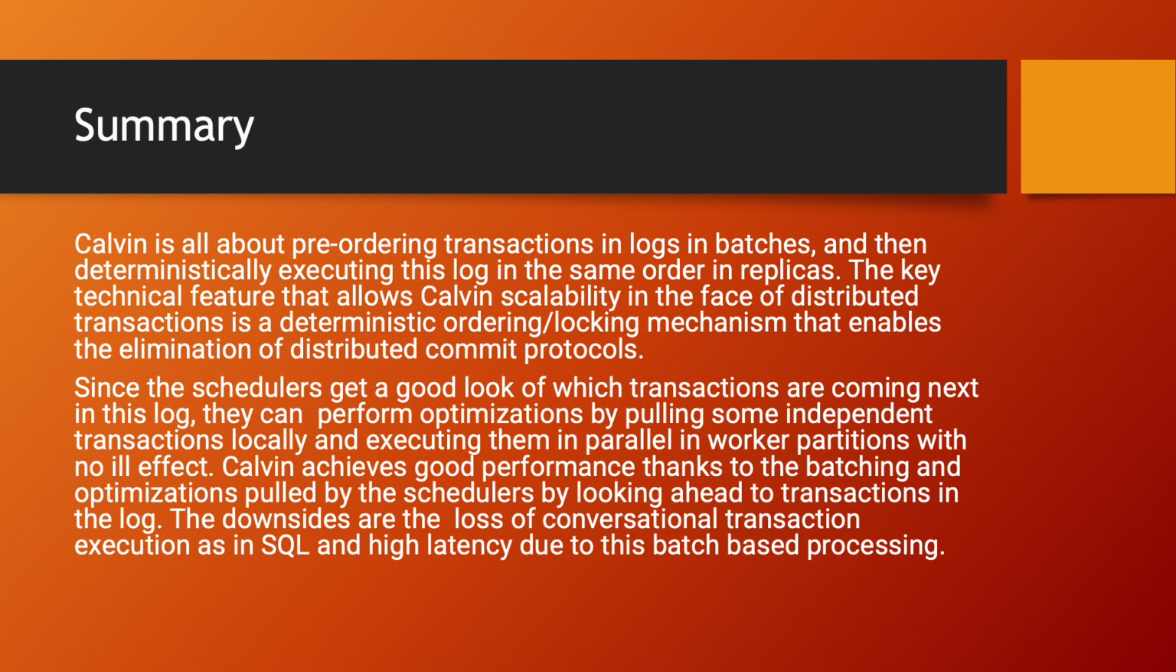Since the schedulers get a good look at which transactions are coming next in this log, they can perform optimizations by pulling some independent transactions locally and executing them in parallel in worker partitions with no ill effect. Calvin achieves good performance thanks to batching and optimizations pulled by the schedulers by looking ahead to transactions in the log. The downsides are the loss of conversational transaction execution as in SQL and high latency due to this batch processing.